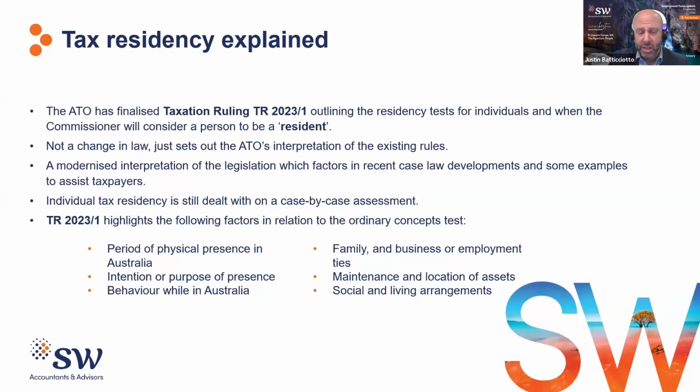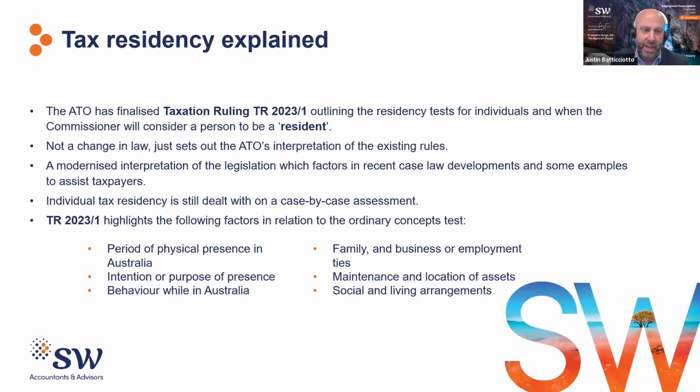So whilst this TR 2023-1 is not a change of law, it really just sets out the ATO's interpretation of the existing rules. The key takeaway is the devil is still in the detail, and it will be relevant to understand the individual's facts and circumstances. So whilst the 14 examples do provide common scenarios that we often see, it is important to understand the facts and circumstances of every particular case, because they do vary from person to person.